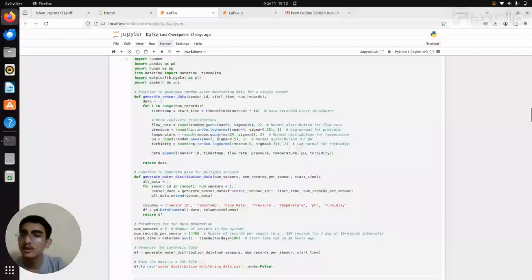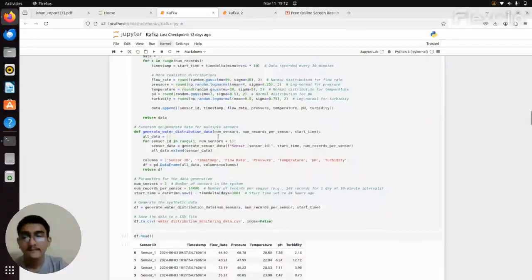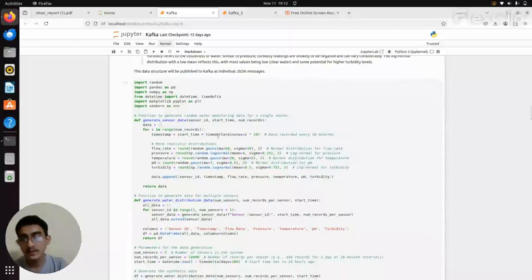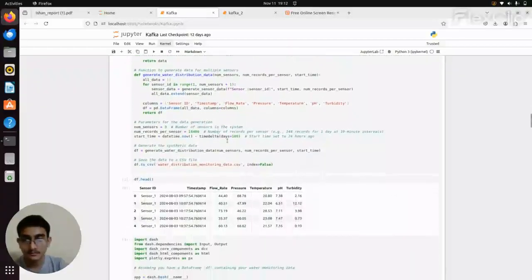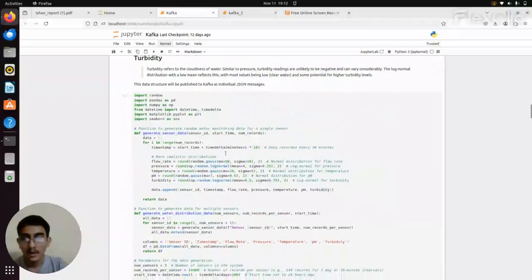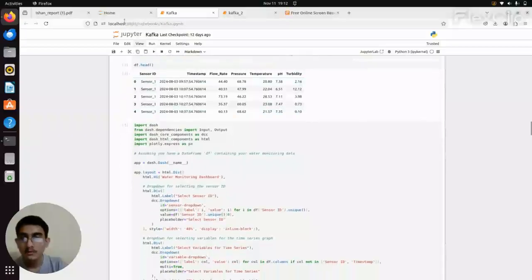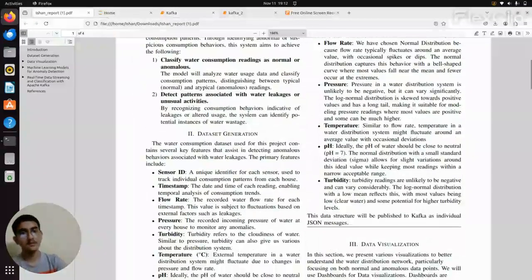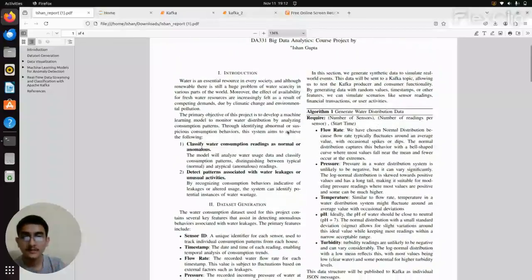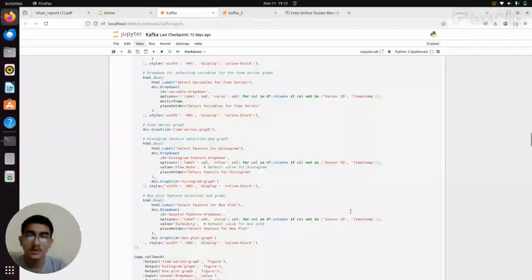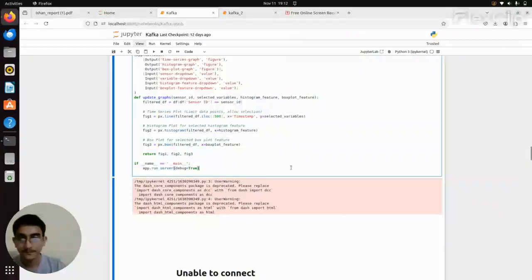This is my code for sensor data generation. For each sensor we generate some data, which we store in a data frame. This is the code for generating data for a particular sensor, and through this code we generate data for multiple sensors. Then moving on, we try to visualize our data. As we have noted how to generate our data and what its characteristics are, it's very important to visualize it. So next we create a dashboard to visualize our data.